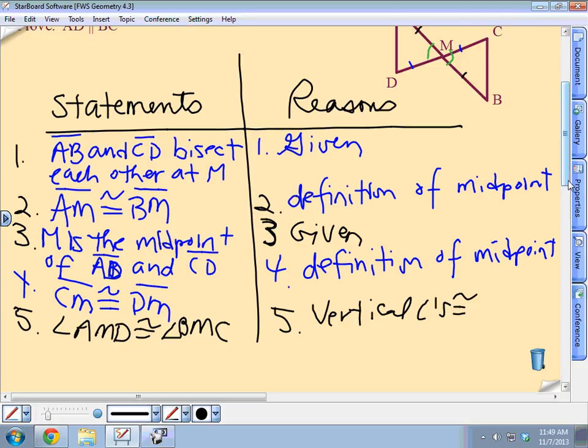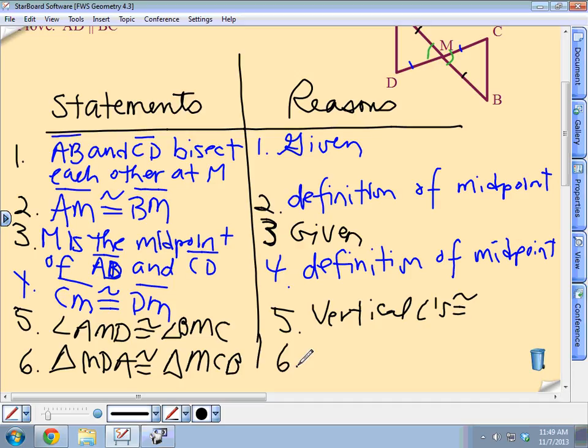Triangle MDA. Now be careful. Make sure you're corresponding. Triangle MDA is congruent to triangle MBC. No, MCB. Which way did I go? You went first down. MDA. Okay. So now what are you going to do? MCB. Good. And what's the postulate? SAS postulate.